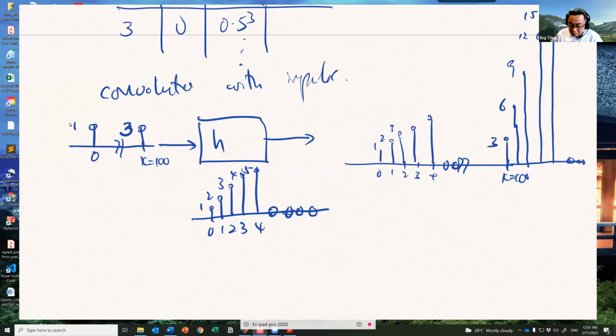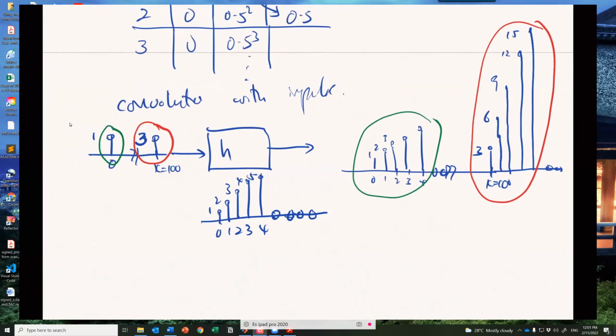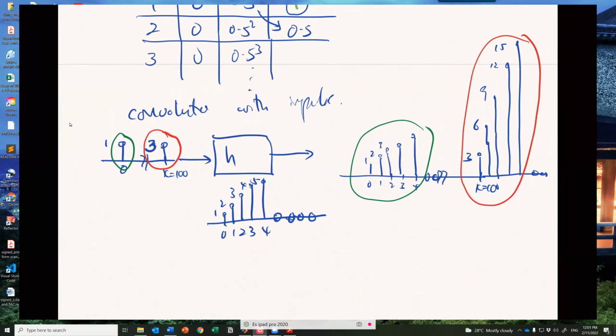So I'm going to draw for you. This guy generates this guy. The left side one is called the input. This one is the impulse response. This guy is an impulse, right? The left one is not the impulse response. The bottom one is called the impulse response.